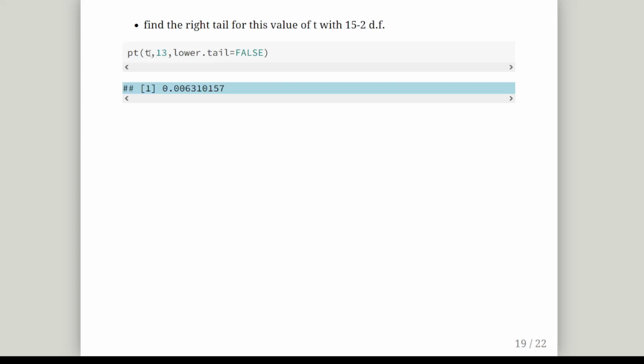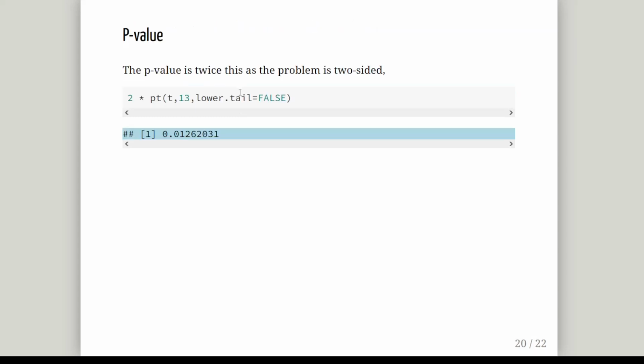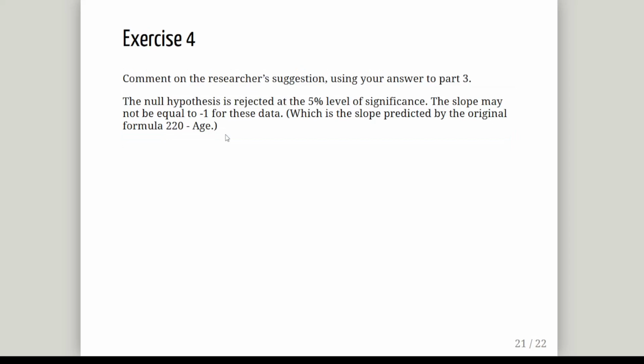So pt of t, 13, lower tail equals false, and this gives us 0.00631. Now this is a two-tailed test, so to get the p-value we double that, and we get a p-value of 0.0126. So in this case, we are going to reject the null hypothesis. The true slope is not equal to -1. It's close, but it's not close enough. Okay, we'll leave it there.